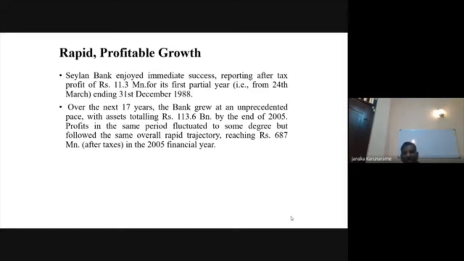Profits in the same period fluctuated to some degree, but followed the same overall rapid trajectory. So even though profit fluctuated, the growth was enormous, reaching 687 million after-tax profit in the year 2005. So assets grew to 113.6 billion, and after-tax profit rose to 687 million. It's a massive profit.